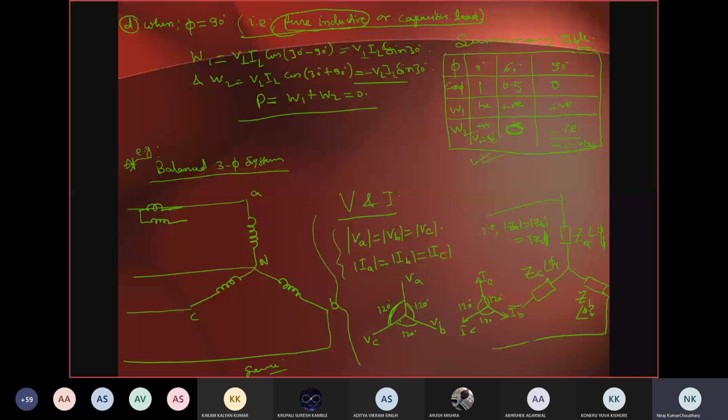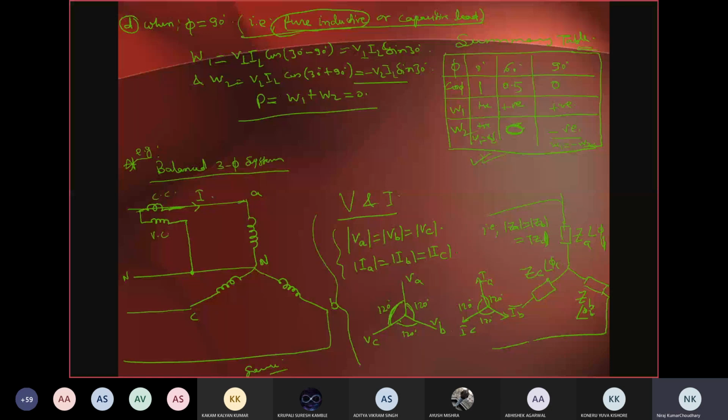So what will we do here? The second terminal of the pressure coil will connect to the neutral and the current coil will be connected in series with any of the phases. So suppose here we have considered phase A for the connection of the current coil. This is the current coil, this is the voltage coil or pressure coil. So you know that in a balanced system, the current will be equal in magnitude.